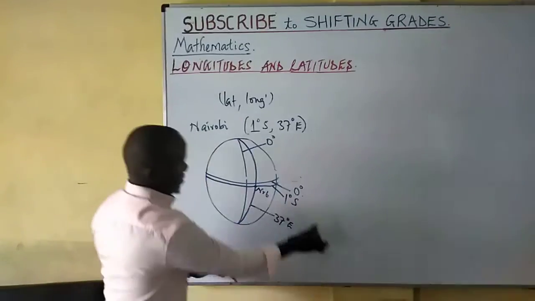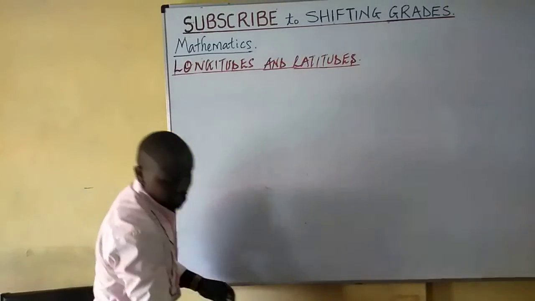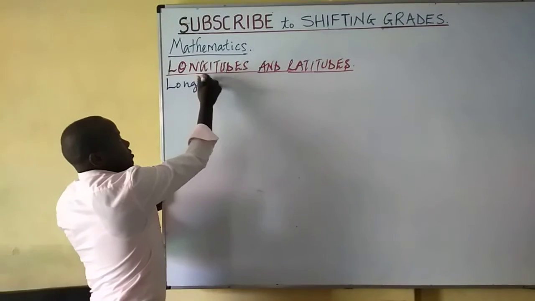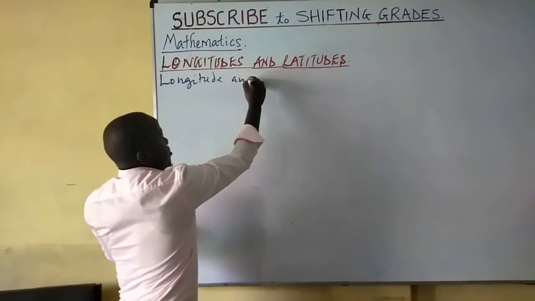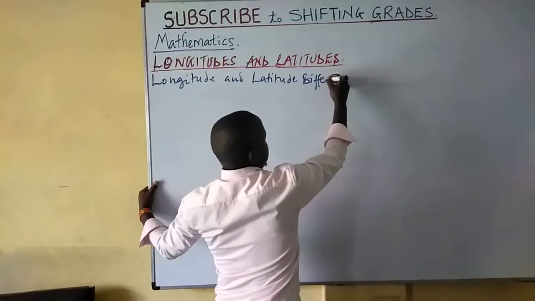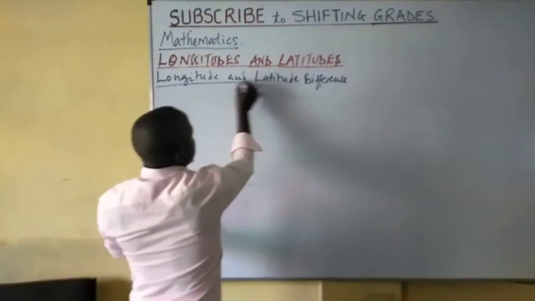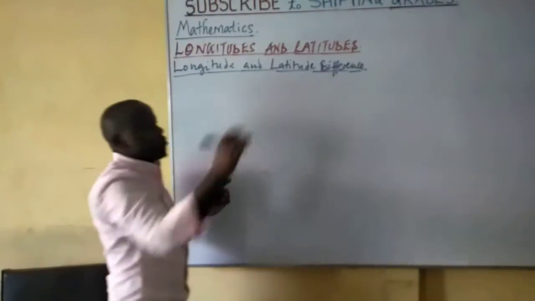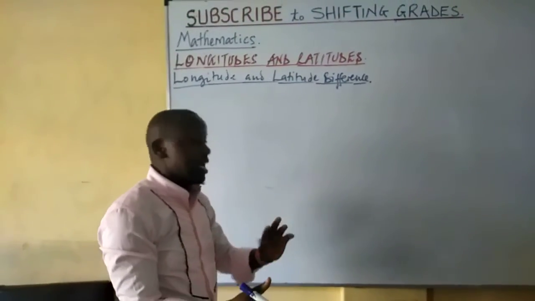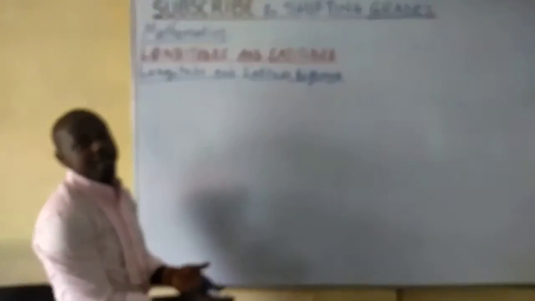Today's subtopic is longitude and latitude difference of places on the Earth's surface. Because in the next one we will be doing the distance along small circles and great circles, it is good to first of all know longitude and latitude difference.